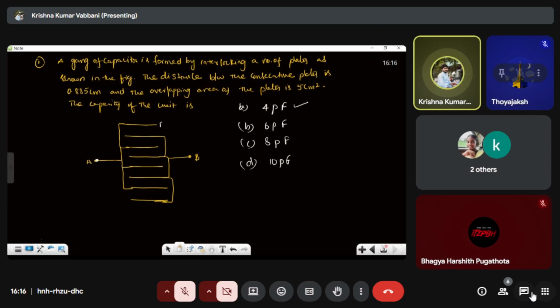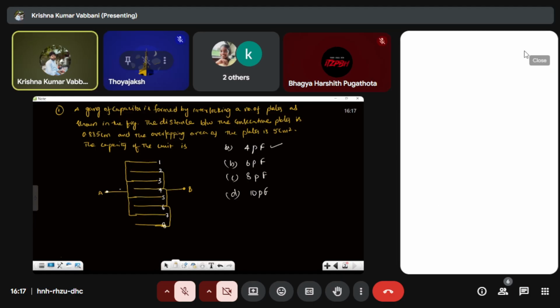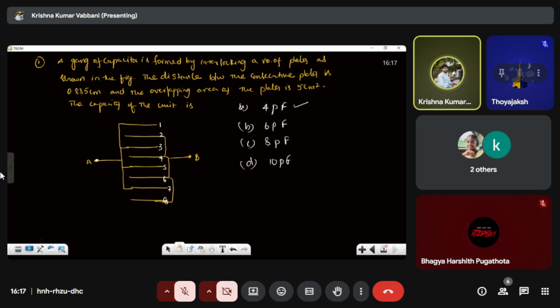So now you have to give the names 1, 2, 3, 4, 5, 6, 7, 8. Now see, plates 1, 3, 5, 7 are connected to potential A, and plates 2, 4, 6, 8 are connected to potential B. Like this, each plate should be connected to a point. There is no plate left. In that case only this formula will apply.